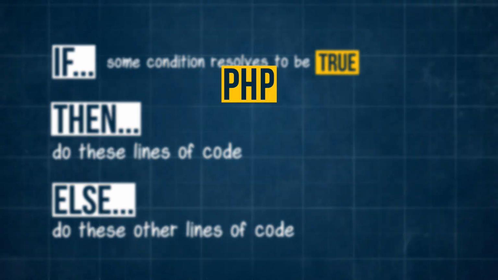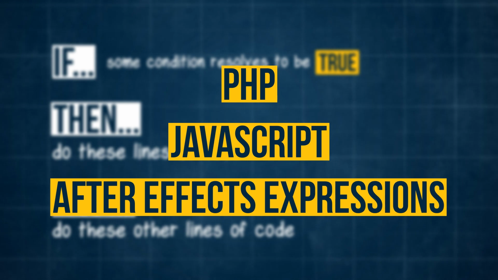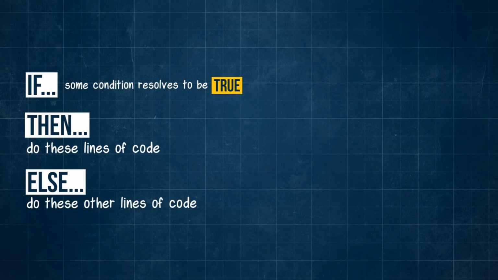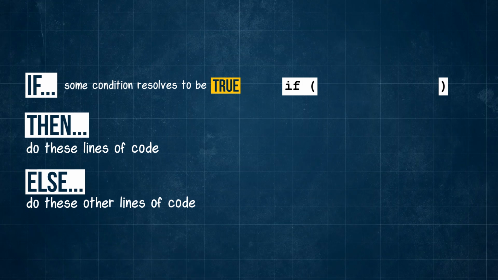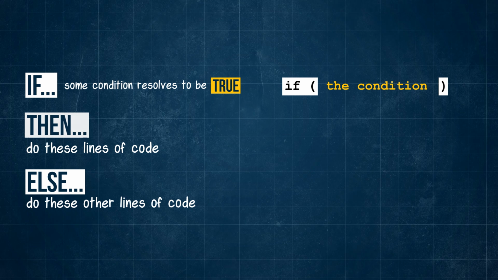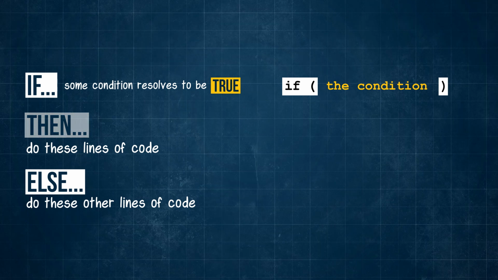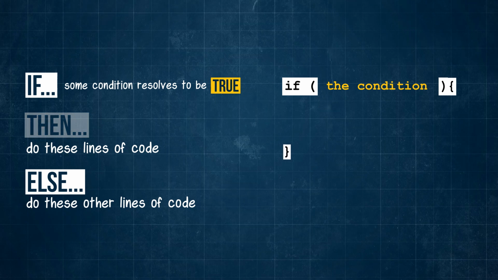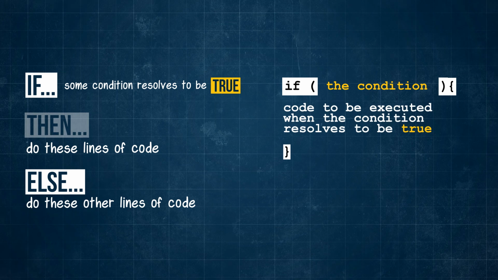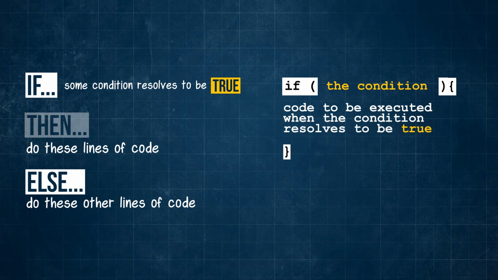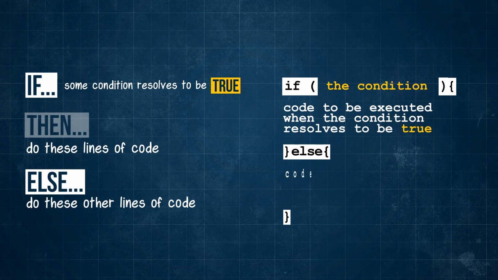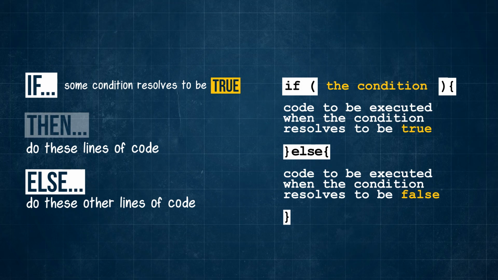In both PHP and JavaScript, which includes use in Adobe After Effects expressions, we would write it in the following way. We start with if, followed by parentheses, that then contain the condition. Next, we actually omit the word then, because it is assumed, and instead we use curly brackets to wrap up our code that is to be executed when the condition resolves to be true. After the curly brackets, we can then write else, and again we use the curly brackets to wrap our code for when the condition resolves to be false.